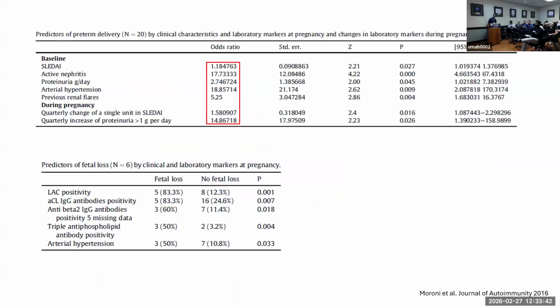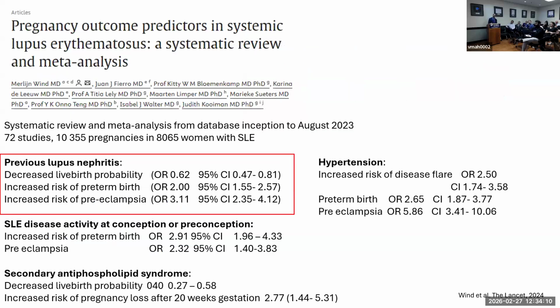Not surprisingly, the SLE activity, as documented by SLEDAI score, active nephritis, proteinuria, arterial hypertension, and previous renal flares were all associated with this predictive preterm delivery. And in terms of their predictors of fetal loss, which again, only 6 cases, these were mainly to do with vascular disease and antiphospholipid antibody syndrome, as well as arterial hypertension.